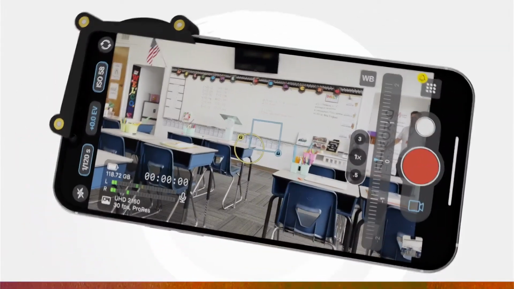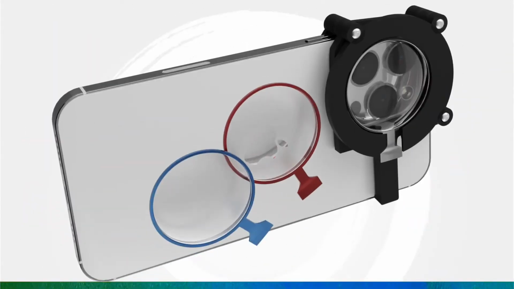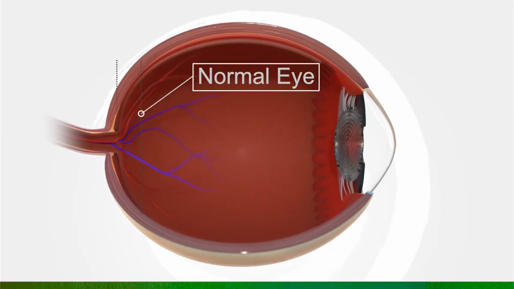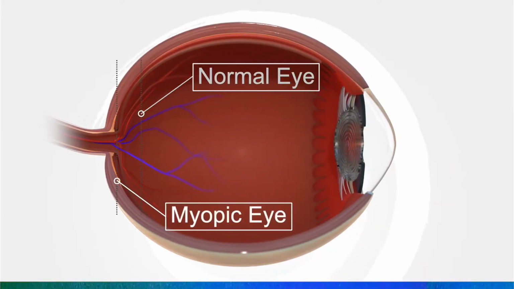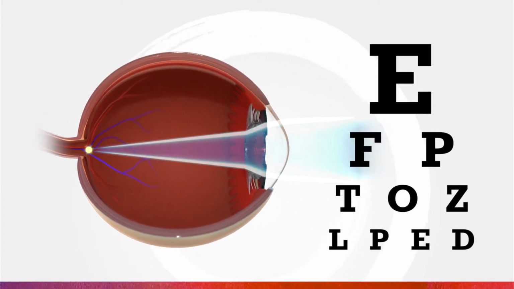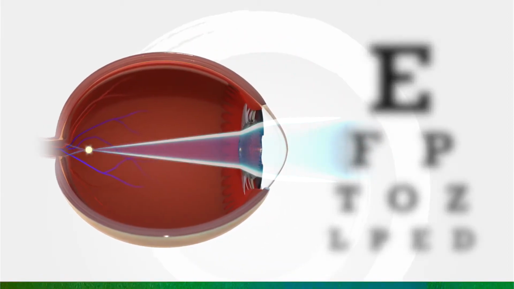Today, using a regular iPhone camera fit with a series of different lenses, we're going to simulate what a child with myopia sees. If you're not completely familiar with myopia, otherwise known as nearsightedness, it's a condition that occurs when the eye grows longer than it should. So light that enters the eye focuses in front of the tissue that lines the back of the eye, called the retina. This causes distant objects to appear blurry, such as the whiteboard in school.